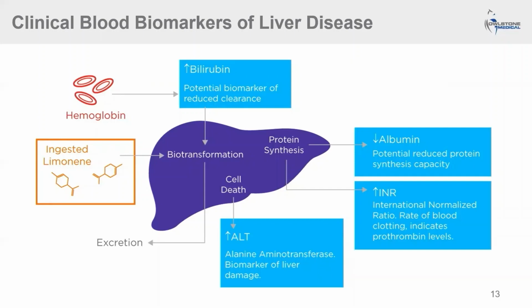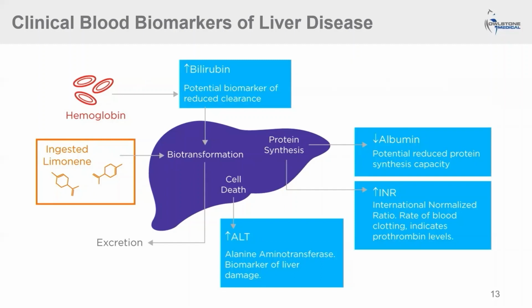An increased level of bilirubin in the blood is a marker of reduced liver clearance. Next is albumin, the most abundant protein produced by the liver. Low levels in the blood are indicative of chronic renal failure. Also, we have INR, or International Normalized Ratio. This is a normalized measurement of the time it takes to convert prothrombin into active thrombin during blood clotting. An increase in INR reflects lower levels of prothrombin synthesized by the liver.